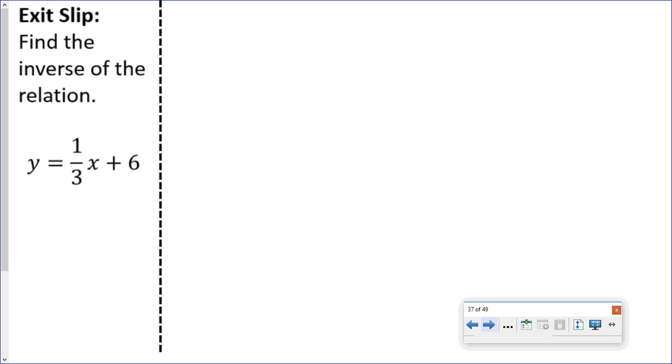All right. So I want you to find the inverse of the relation. So this line, y equals 1/3 x plus 6. So go ahead and do that. See if you can do that in 2 minutes or less. So pause for 2 minutes and get that done, and then we'll go over it.